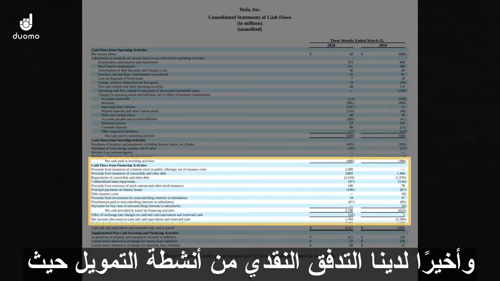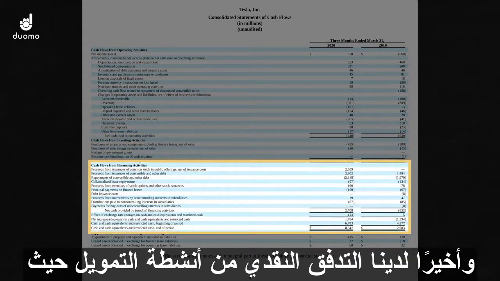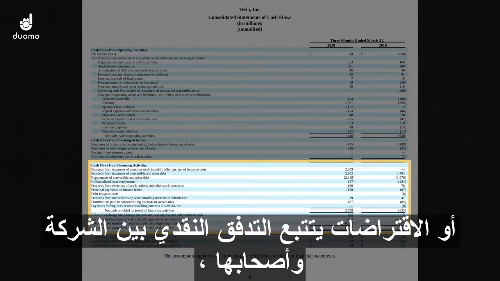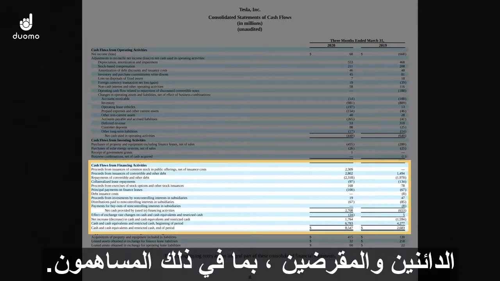And finally, we have the cash flow from financing activities, which shows us cash coming in or going out due to any equity capital or borrowings. It tracks cash flow between the company, its owners, creditors, and lenders, including stockholders.